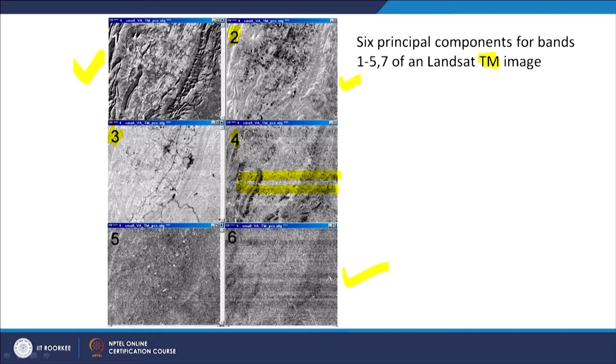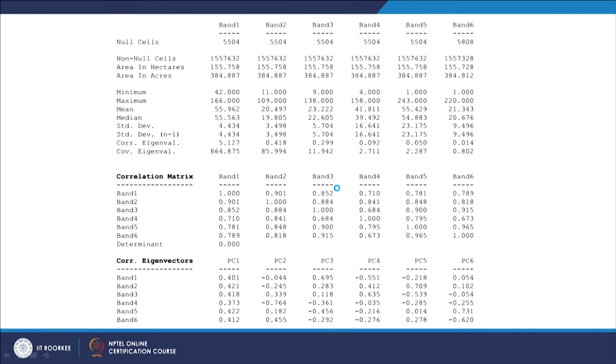5th and 6th is having maximum noise. This is how you will get the correlation matrix, and of course eigenvectors also you will get. So band 1, band 2, band 3, 4, 5, 6 bands have been used here, against the PC1, PC2, PC3 and likewise.